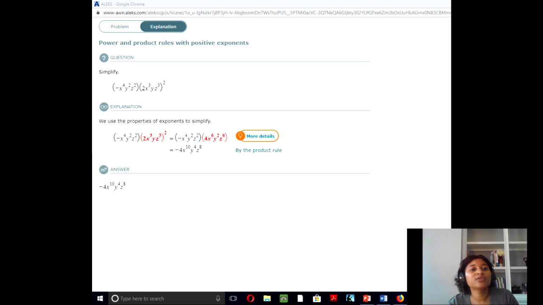Okay, power and product rules with positive exponents. This problem is very similar to the previous problem. As you can see here, we have an exponent of 2 on the outside of the parentheses. So that means everything inside of that parentheses will be multiplied by 2. So here we have the exponent of 2, and we have a number of 2. So you would multiply 2 times 2, and you would get 4 like you have here. And then you would multiply 2 times 3, which would give you 6.